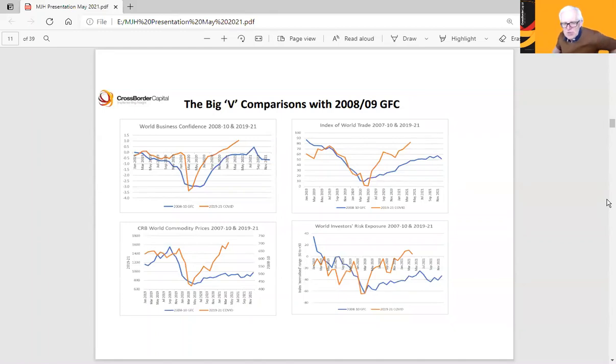How does everything relate to the global financial crisis 10 years ago? The blue line on these four charts in each case is showing the GFC. The orange line is, I beg your pardon, the current situation. And we show different measures, as you can see: business confidence, world trade, world investors' risk exposure, and commodity prices. In every case, what you've seen is a stronger rebound, and also, probably as importantly, a much, much faster rebound.